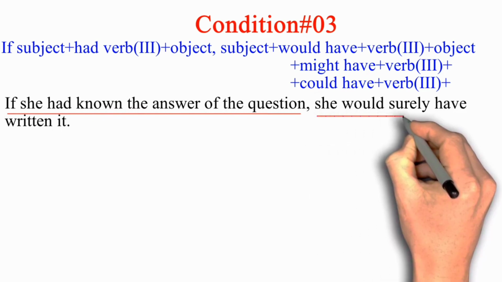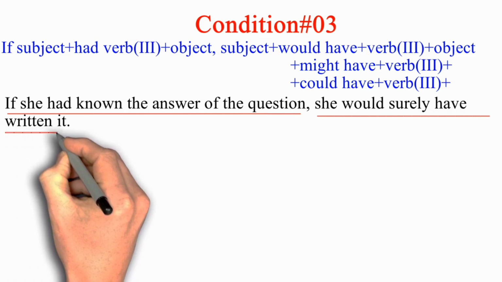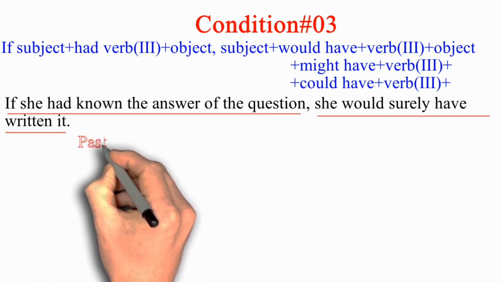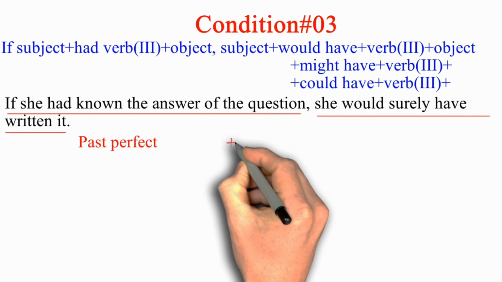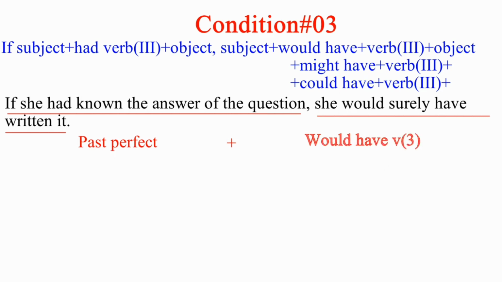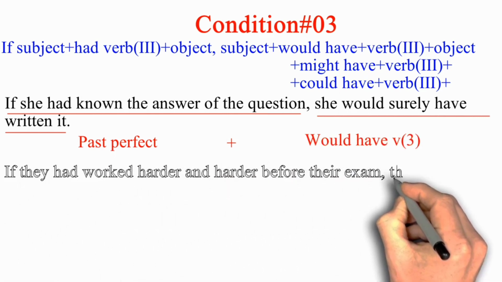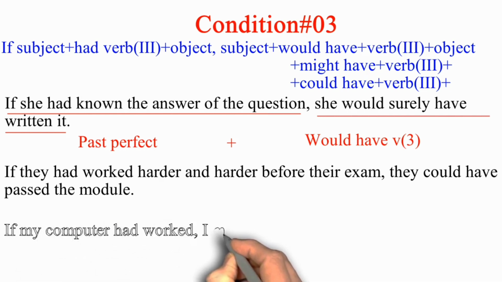You can see the if clause is written in past perfect, whereas the structure of main clause is would plus have plus verb third form. In main clause, we can write could plus have plus verb third form, might plus have plus verb third form, and should as well. If they had worked harder and harder before their exam, they could have passed the module. First clause is in past perfect, second with could have plus verb third form.